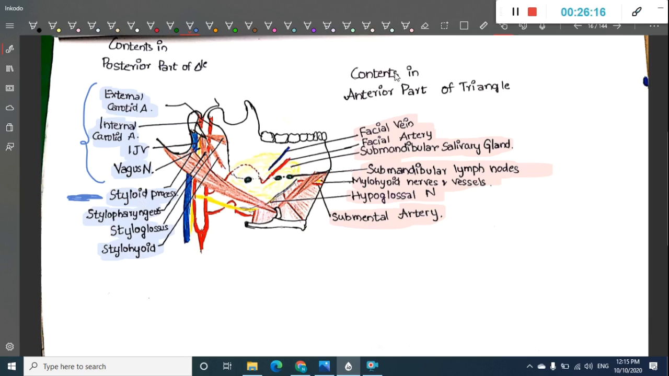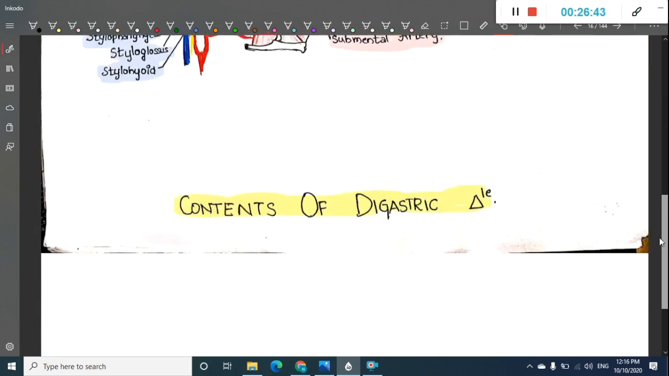Then what are the contents in the anterior part of the triangle? In the anterior part of the triangle, we have facial vein, facial artery, and then we have submandibular salivary glands and the lymph nodes associated with it, that is submandibular lymph nodes. Then we have mylohyoid nerves and vessels, hypoglossal nerve and submental artery. Okay, so these are the contents in the anterior part of the triangle and contents in the posterior part of the triangle.